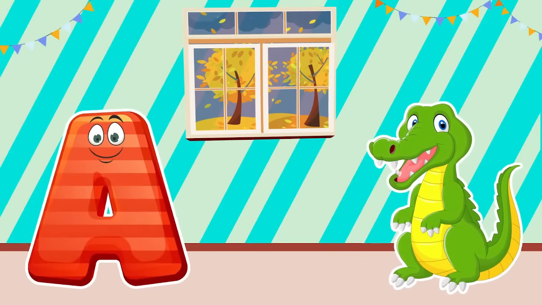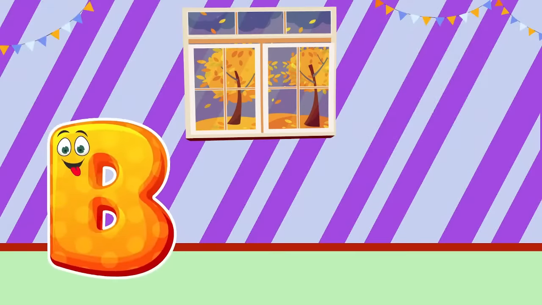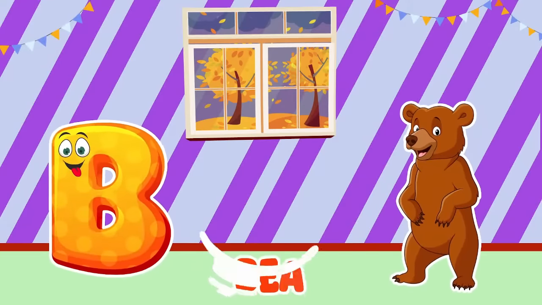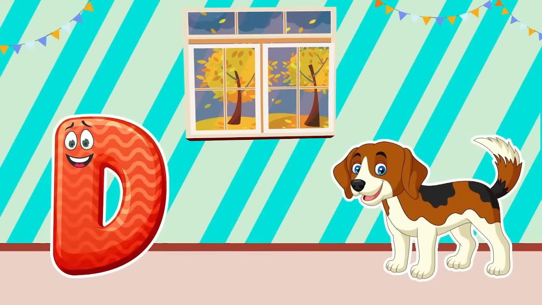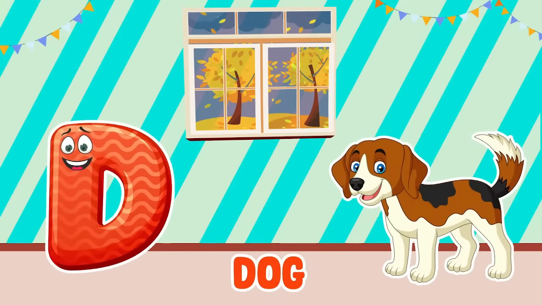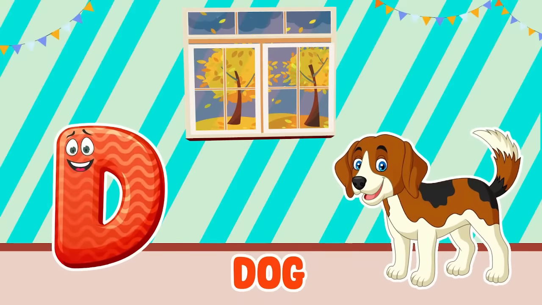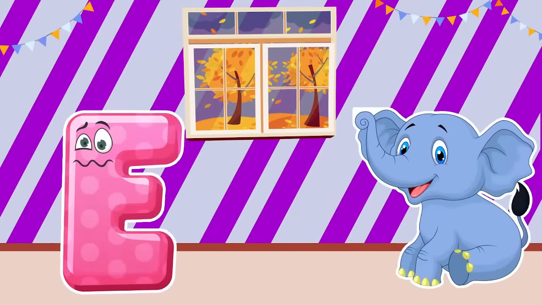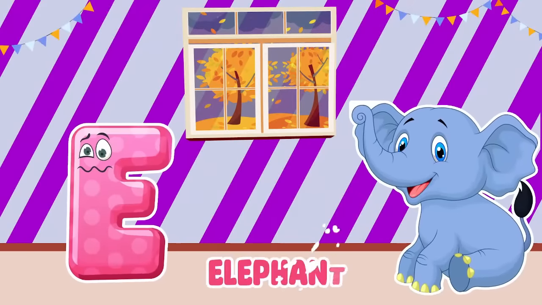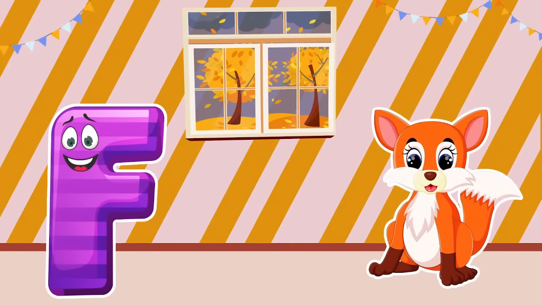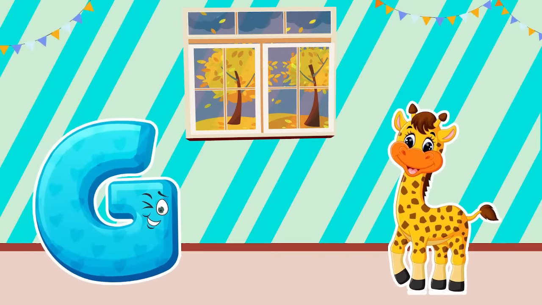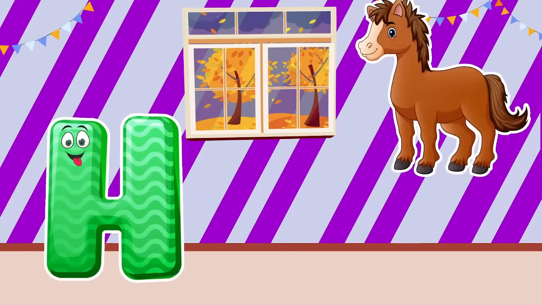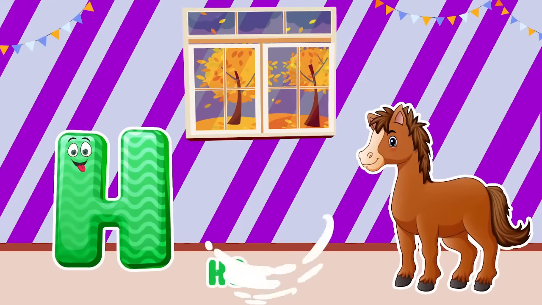Alligator. Alligator. B is for bear. Bear. C is for cow. Cow. D is for dog. Dog. E is for elephant. Elephant. F is for fox. Fox. G is for giraffe. Giraffe. H is for horse. Horse.